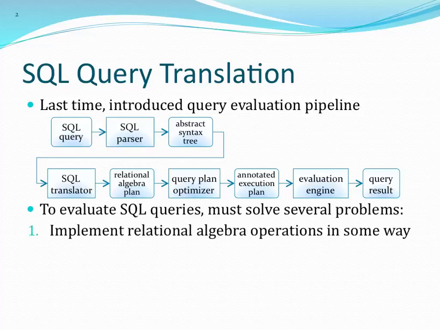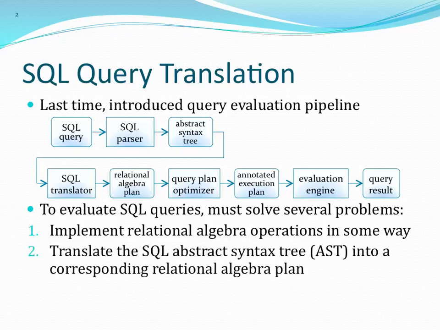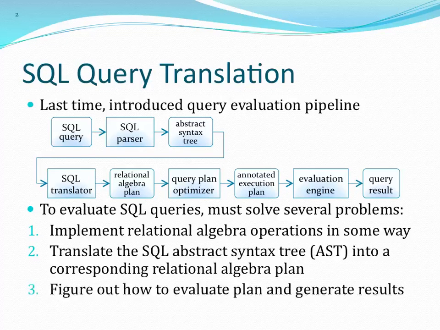And so you can see that there are several problems that we have to solve. We have to figure out how to implement the relational algebra operations. Most of them are straightforward, so we're not going to talk about that yet. We're going to push that off until later. We have to talk about how to translate the SQL abstract syntax tree into some kind of corresponding relational algebra plan. And then finally, we have to figure out how to actually evaluate and generate results.